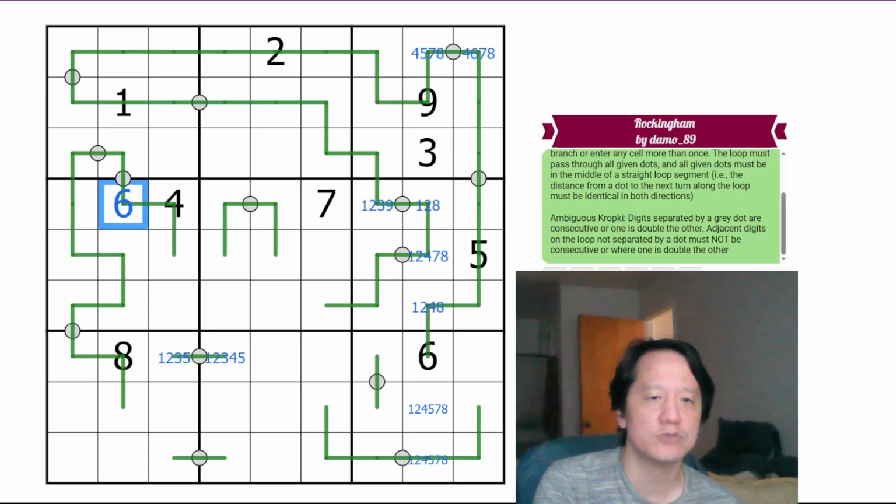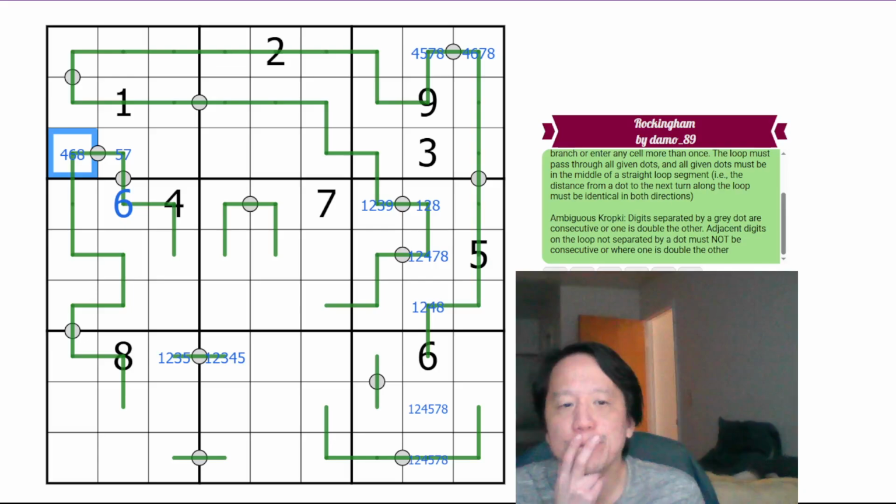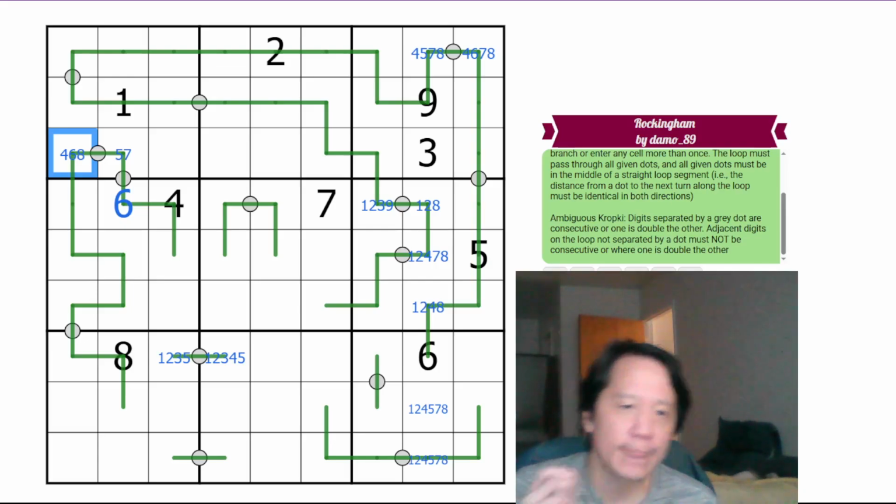6 is in a 1 to 2 ratio with 3, but this can't be 3 because of 3 in the row. So this must be 5 or 7 here, which means this digit has to be consecutive with 5 or 7. So that's 4, 6, or 8 there. Okay.